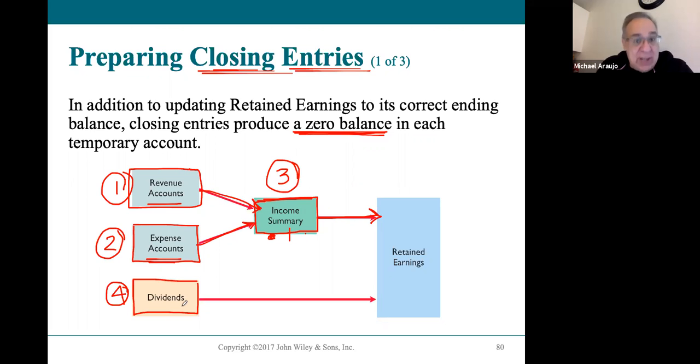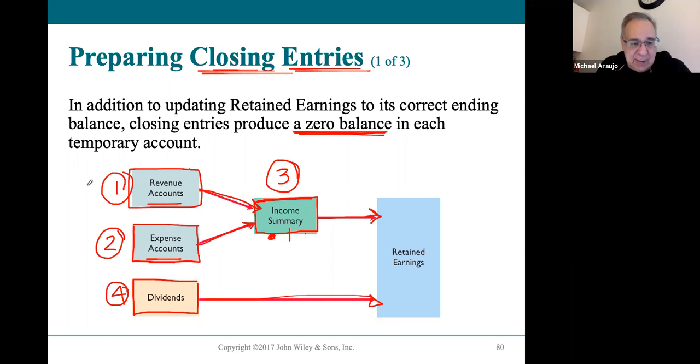Well, we have to credit the dividends account by the same amount to get it to zero. And we move the debit directly into retained earnings. Now, the debit to retained earnings would shrink retained earnings, which is exactly what dividends do. Okay, so those are the closing entries that we would do.